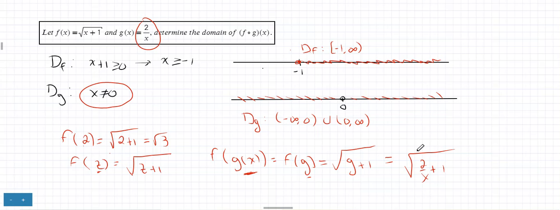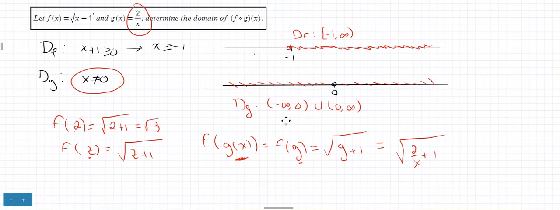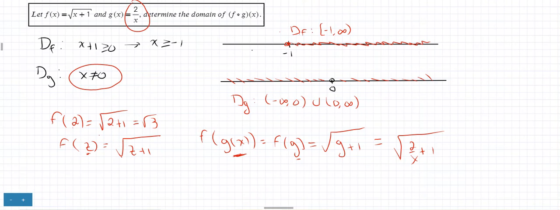So now what we're going to do is determine the domain of f of g. This part might be a little tricky initially when you're just getting started with these concepts, but hopefully things will add up here.